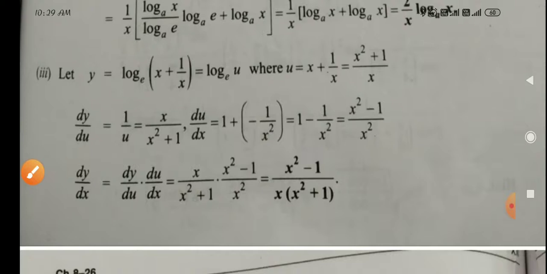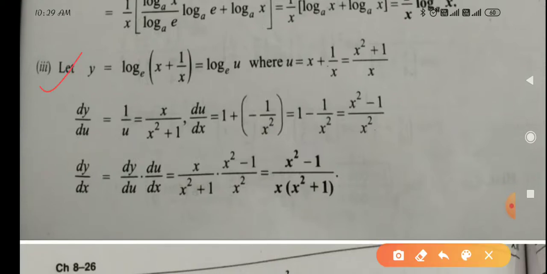Next example is y equals log of (x plus 1 upon x). Directly you can differentiate, or you can take u and v. x plus 1 upon x you are supposing as u. So by taking LCM, u equals x square plus 1 upon x, so this u you differentiate with respect to x.